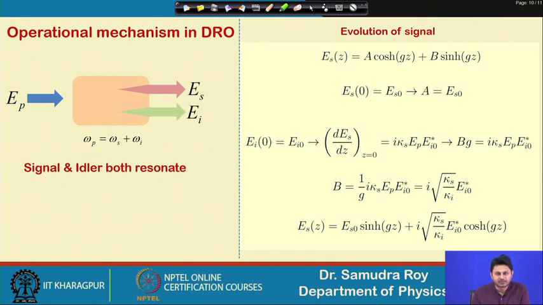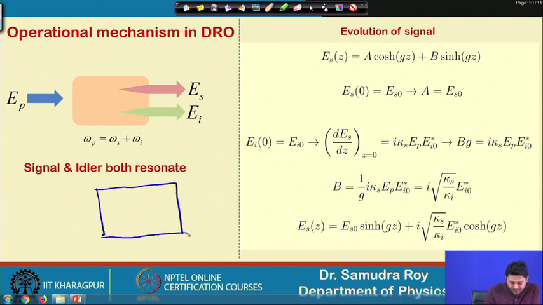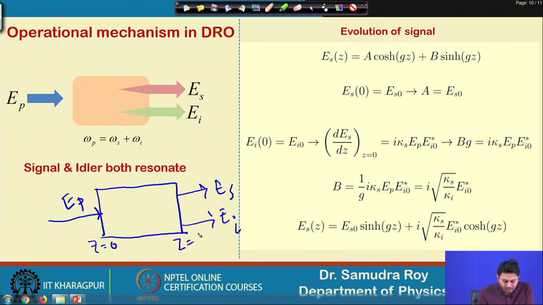The boundary condition in this problem is slightly different, because if you carefully note what is going on, this is the structure. E p is launched and E s and E I are generated, and this is the z equal to 0 point and the z equal to L point. At z equal to 0, what happened? E s 0 is non-zero and E I 0 is also non-zero. So they should have some value. This value I called E s 0 at z equal to 0 and E I 0 at z equal to 0. So in both cases we find the input value is non-zero.